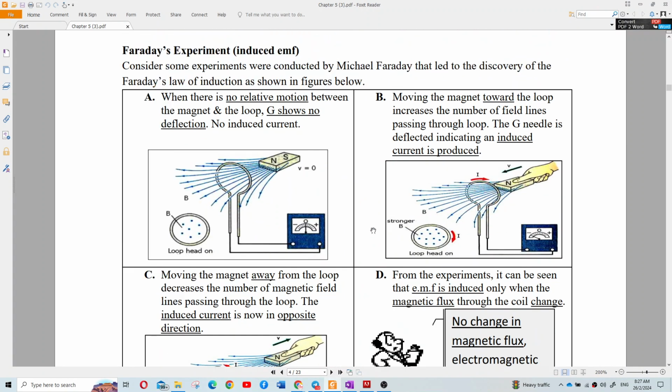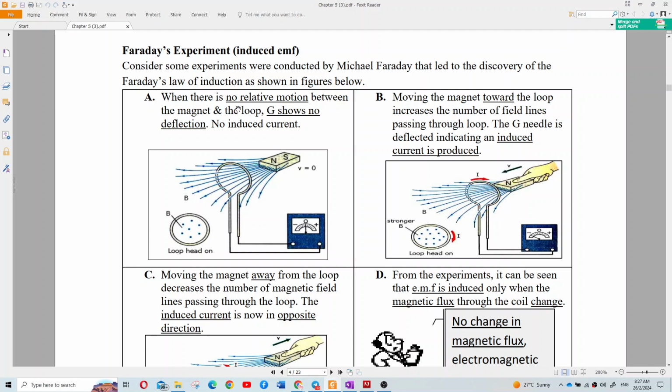For example, just look at this example. Consider some experiments by Michael Faraday that led to the discovery of Faraday's law of induction. At first, this is the coil, a coil with certain area. Here is the magnet, which gives out the magnetic field lines.